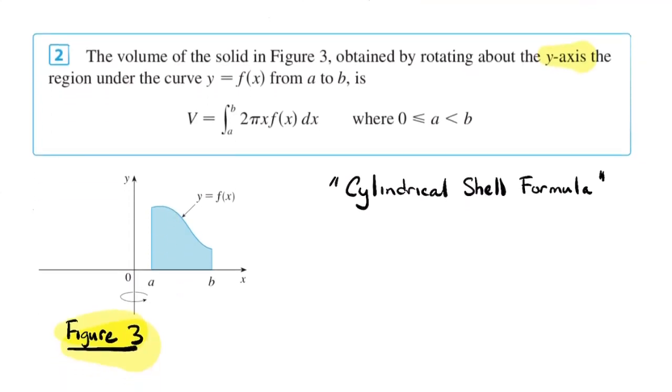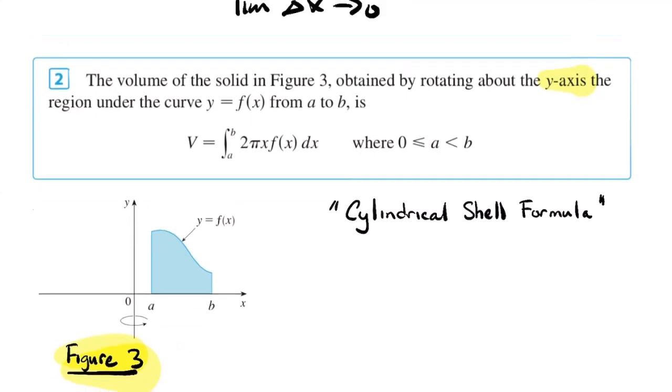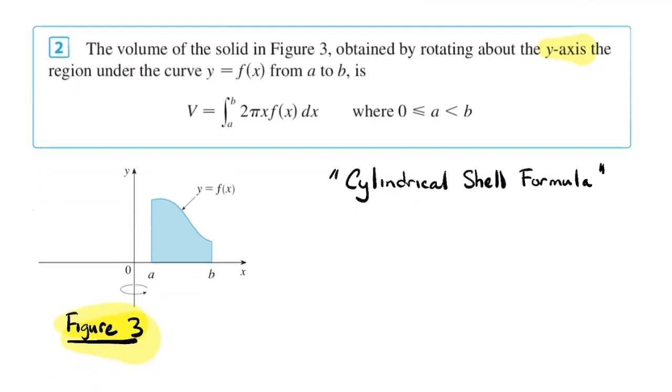So this is the main result. It's our first learning objective of the lecture. What is the formula for computing the volume using the method of cylindrical shells? It's this thing right there. That's called the cylindrical shell formula. So any time directions say to compute this volume using cylindrical shells, you're using that formula.